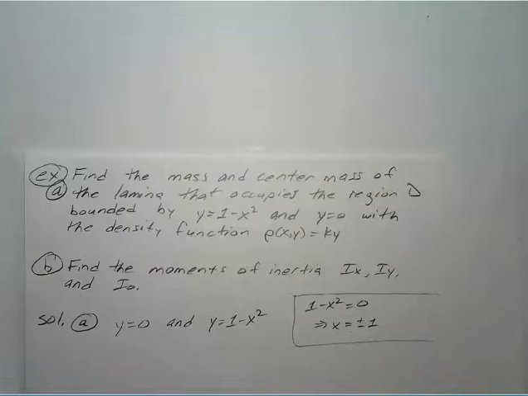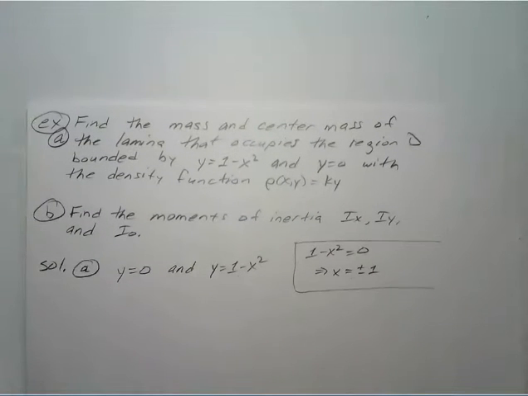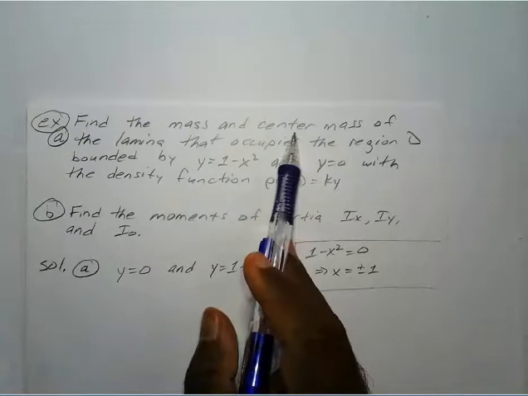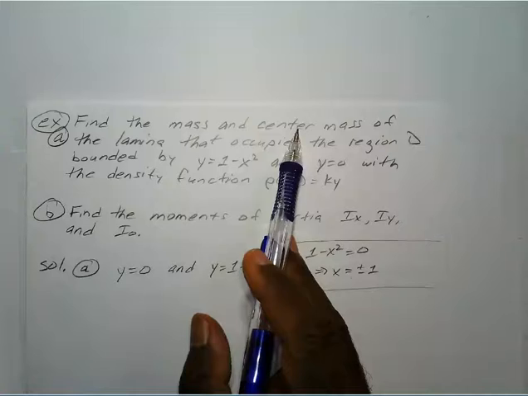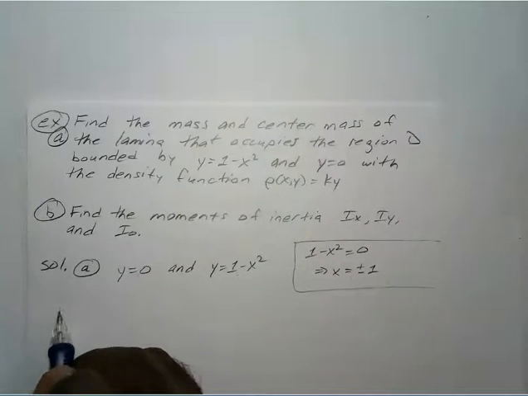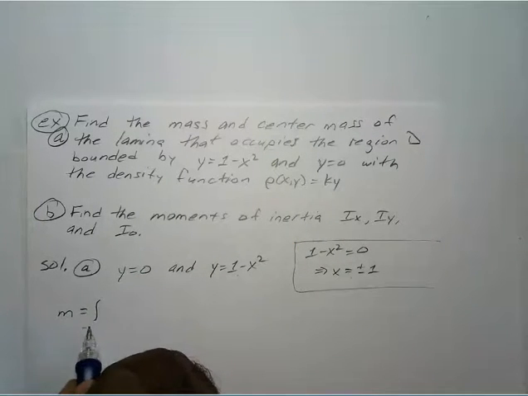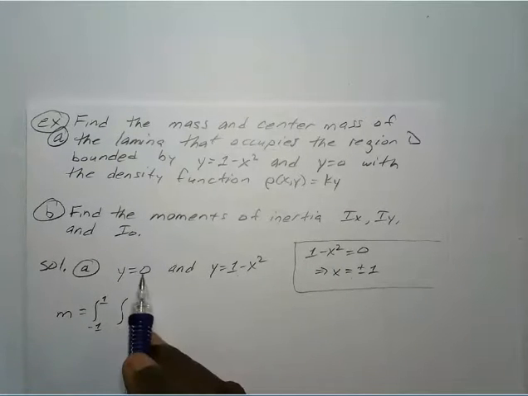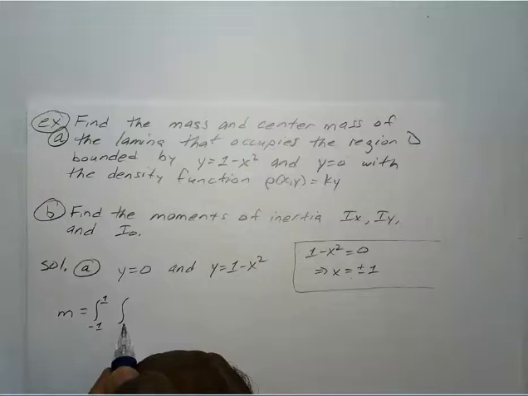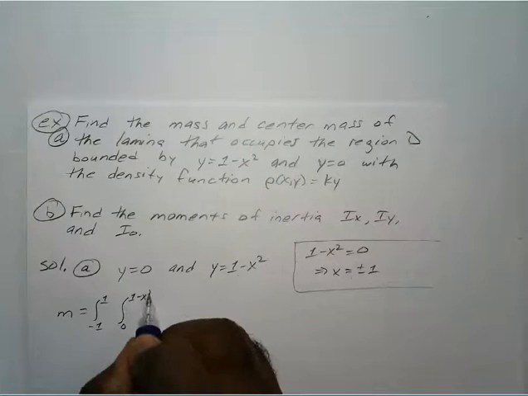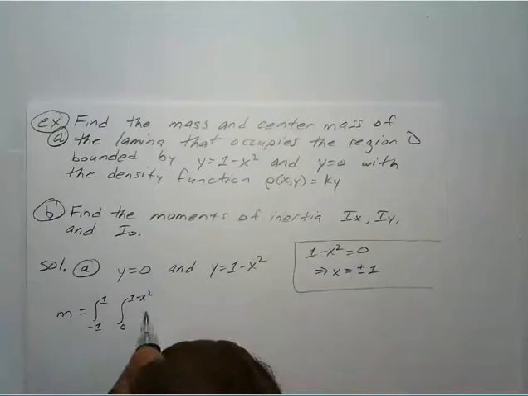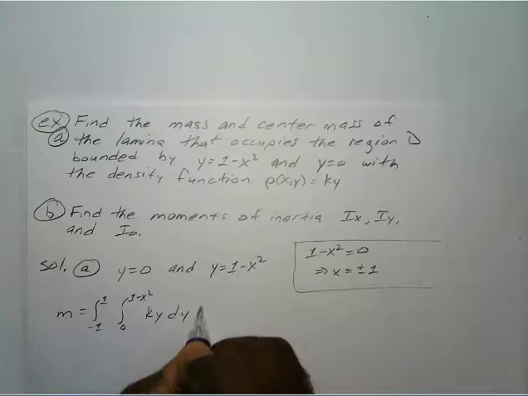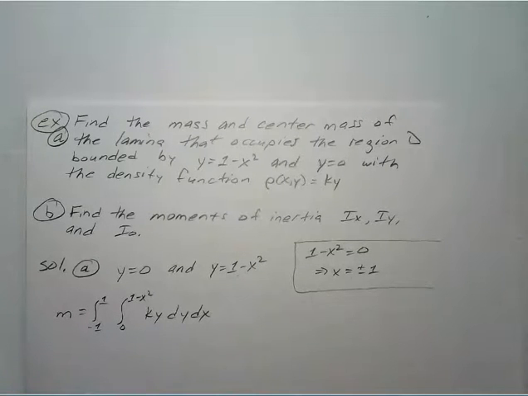Okay, so the first thing we have to do is find the mass, because we can't find the center of mass without the first moments and the mass itself. So our mass is equal to the integral from negative 1 to 1 for our x, and our y from 0 to 1 minus x squared, of our rho of x y, dy dx. And of course, we're going to start in the center.